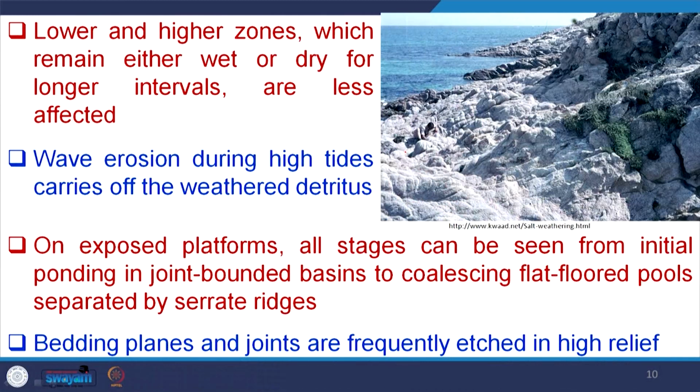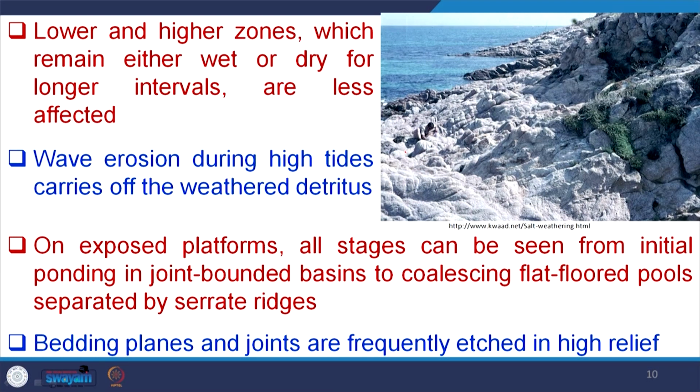Wave erosion during high tides carries off the weathered debris. So, whatever debris we are creating during weathering, during high tide the whole product will move back to the sea. On exposed platforms, all stages can be seen, from initial ponding in joint-bounded basins to coalescence of flat floors separated by serrate ridges. So, bedding planes and joints are frequently etched in higher relief.